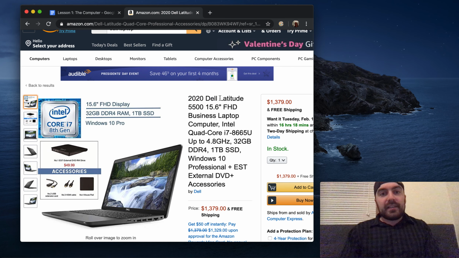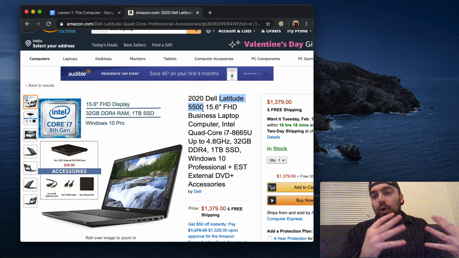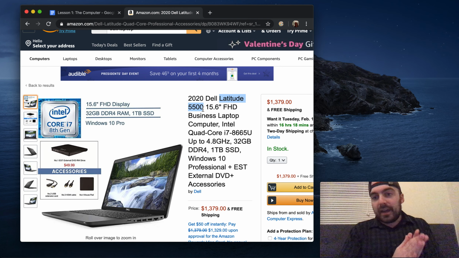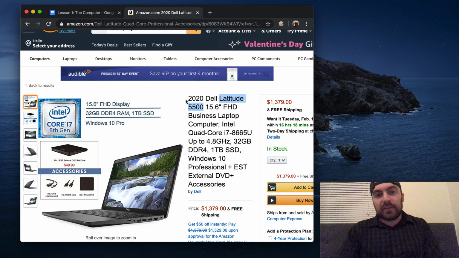Okay, and we see it's a Latitude, which is just what they're calling it. Latitude 5500 is the model number, right? So this still has nothing to do with how great this computer actually is. I've learned nothing except that this is from 2020, so it's new from Dell. That's all I've learned from these first few keywords.